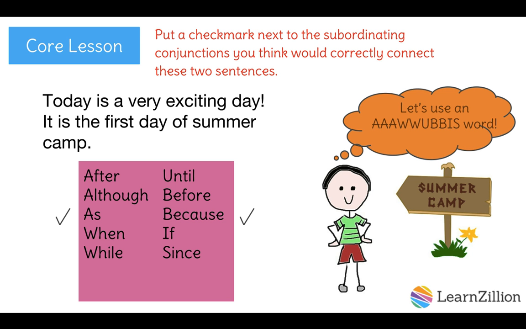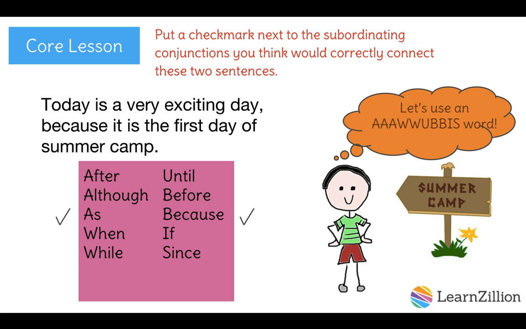Since I used as in the last sentence, I will use the word because to revise these sentences. Let's see how it sounds. Today is a very exciting day because it is the first day of summer camp. Much better. In this revision, I connected two sentences with a conjunction in between them, so I need a comma in front of the conjunction for the sentence to be written correctly. These sentences have so much more flow and rhythm written this way.